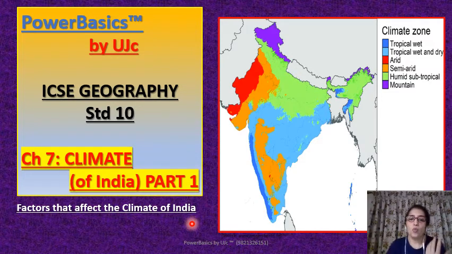What is it about the layout of this country? What are the various things in our country that bring about climatical changes across the country? We have climatical changes across the country. What is causing that to happen? So let's go one by one, step by step.